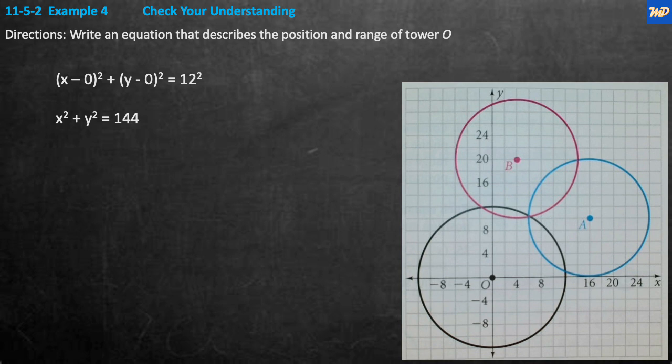So we're going to write the equation. The equation is x minus what? The x value, 0, squared, plus y minus what? 0 squared. So now we have x minus 0 squared plus y minus 0 squared equals 12 squared. And then the actual equation is x squared plus y squared equals 144.